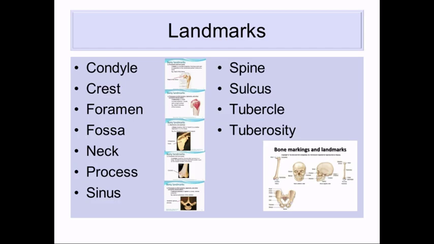The purpose of landmarks on bones is to serve as an attachment area for tendons and ligaments, and also create a pathway for nerves and blood vessels. They look like raised areas or bumps, ridges, channels, and tunnels.